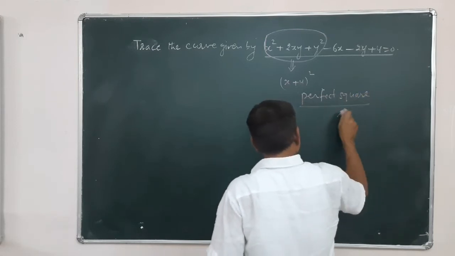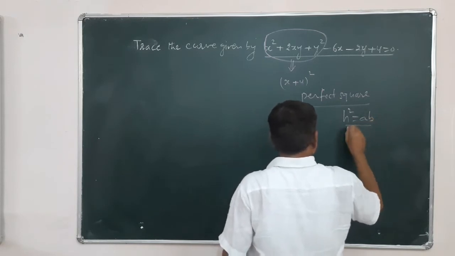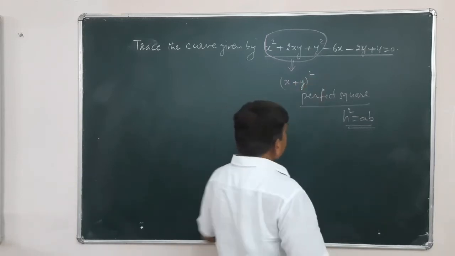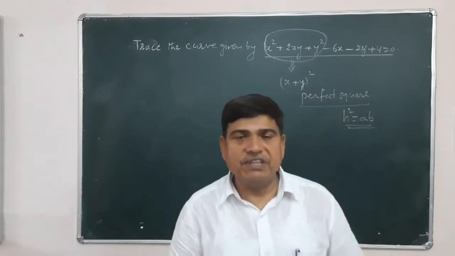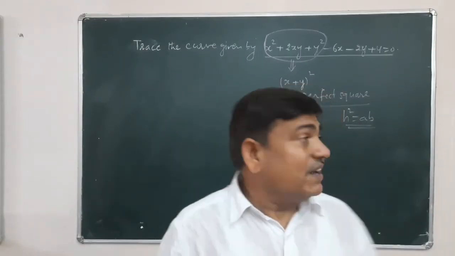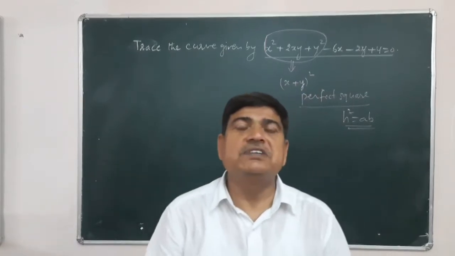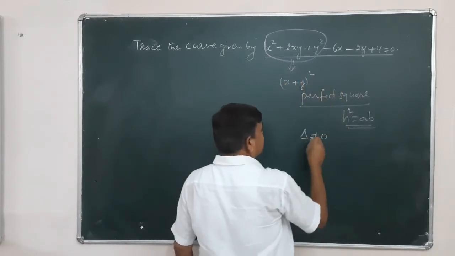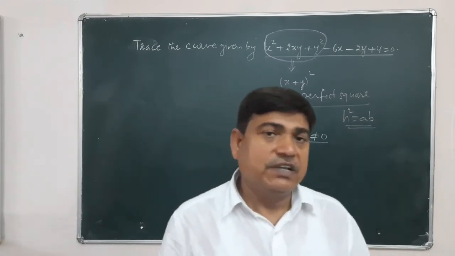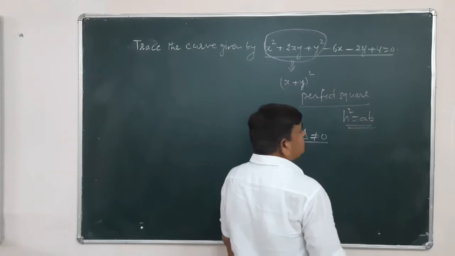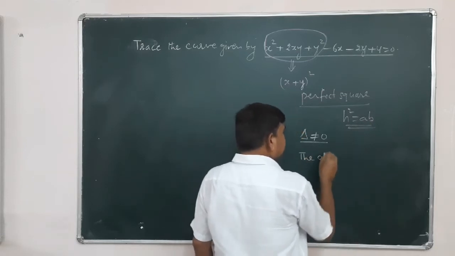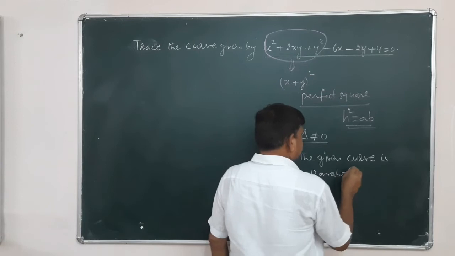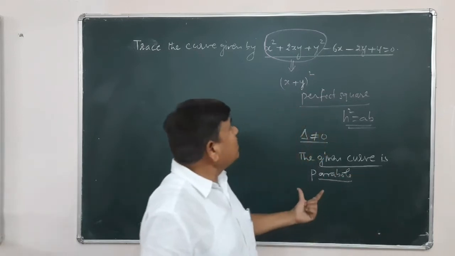Means the condition holds, h² equals ab. No need to calculate. When this is a perfect square, x plus y whole square, that means h² equals ab. 99% this is parabola. Why not 100? Because we have not calculated delta. So if we calculate delta here, then you will find delta is not equal to 0, with h² equals ab. Therefore, the given curve is parabola.